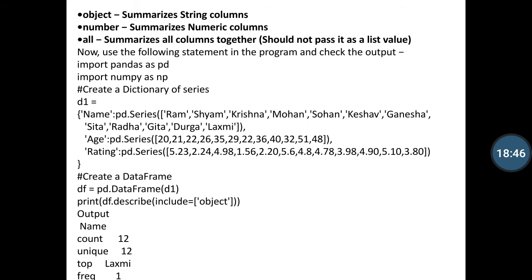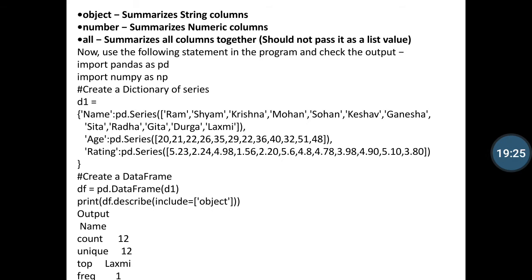So I am giving an example using the object, number and all summarizing methods. First of all I import both libraries, import pandas as pd and import numpy as np, and create a dictionary data structure defined by a variable named d1, and the key values are name, age and rating, and the corresponding values are defined by the pandas pd Series method. You can notice that in the slide, and then after that create the data frame as defined in the previous slide.